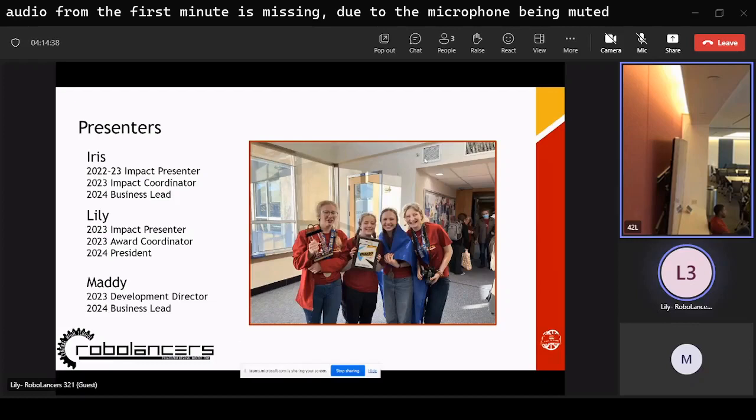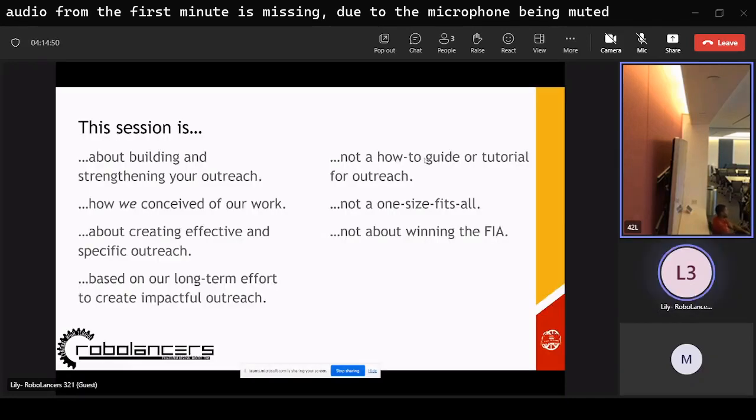For the past 2 years, I've been one of our impact presenters. Last year, I was our impact coordinator, and this year, I'm one of our business leaders. I'm Lily. Last year, I was an impact presenter and the award coordinator, and this year, I am the president of the Road One. And I'm Maddie. Last year, I was the development director, and this year, I'm also business. Great. Okay, so what exactly is this session?